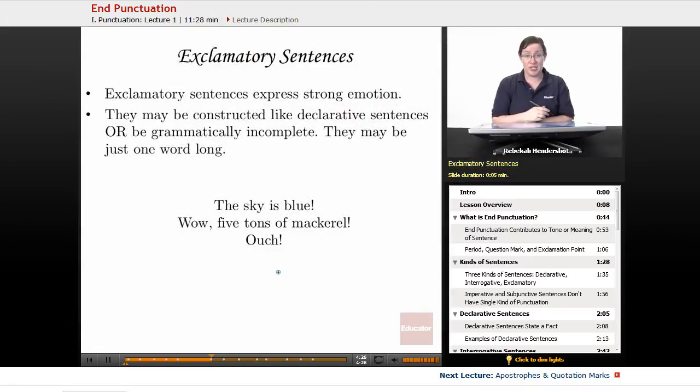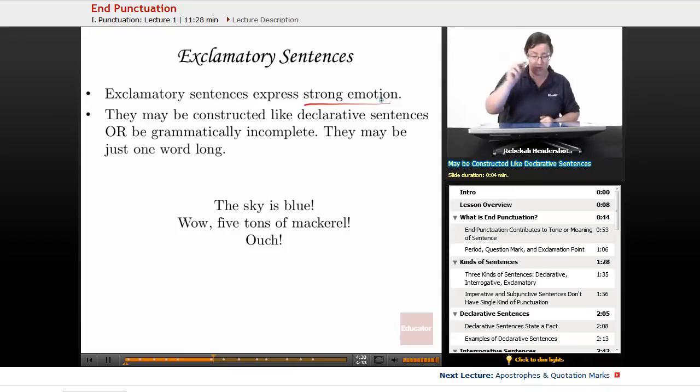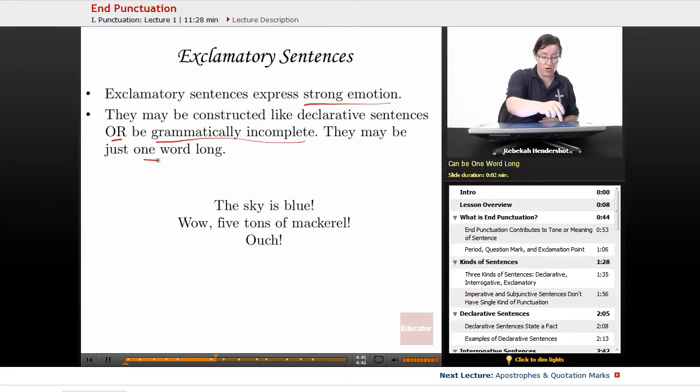Alright, exclamatory sentences. These are some of my favorites because they go boom! Exclamatory sentences express strong emotion. They may be constructed like declarative sentences, or they may be grammatically incomplete. They also may be just one word long. So, the sky is blue!